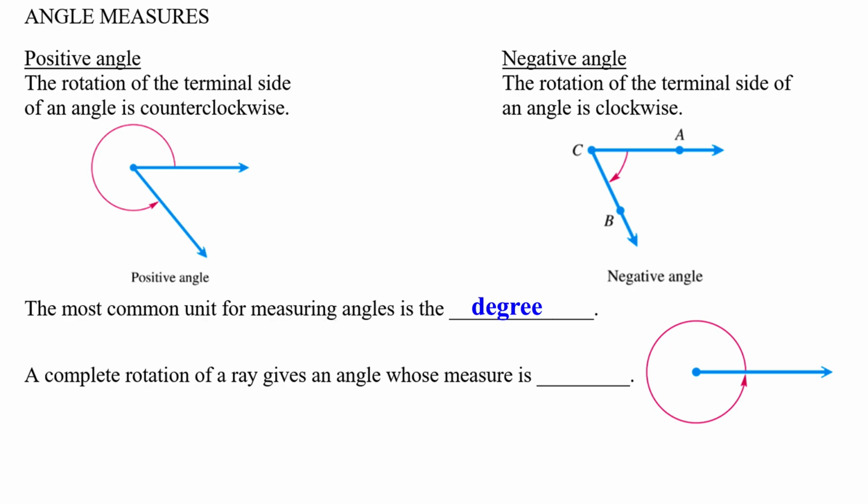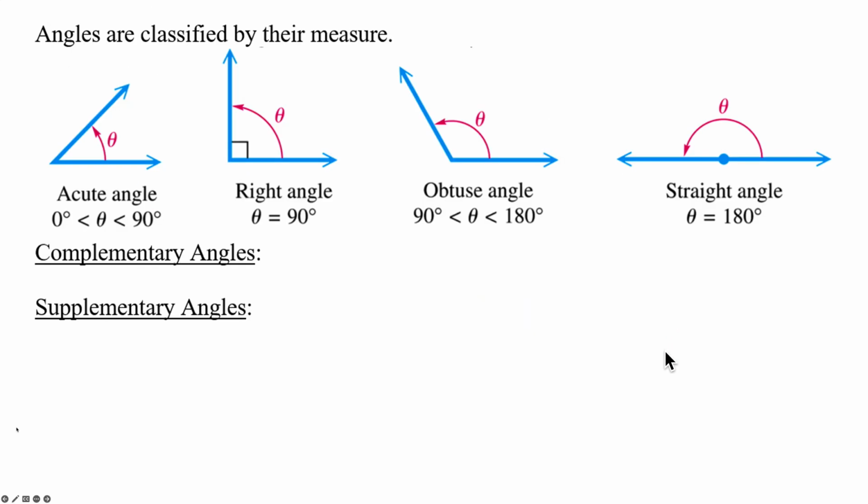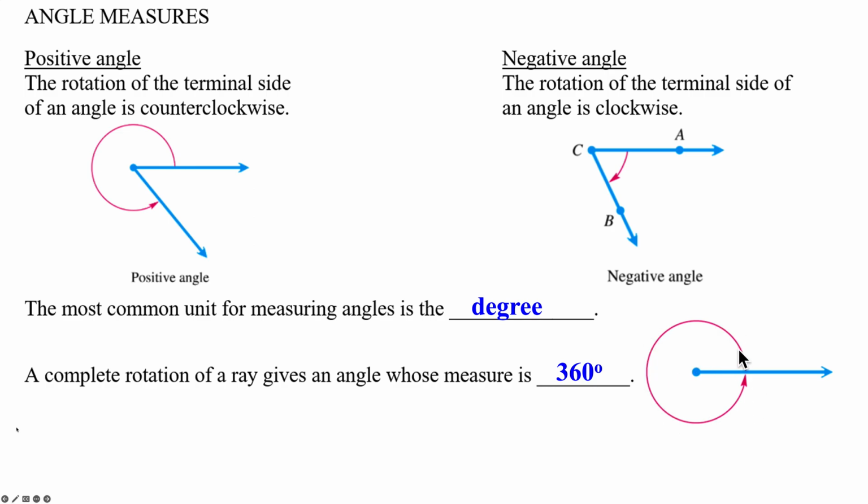Now, degrees are closely related to, if you will, what I would call a standard wall clock, with 1 through 12 on it. One complete rotation of a ray gives an angle whose measure is 360 degrees, a complete circle.